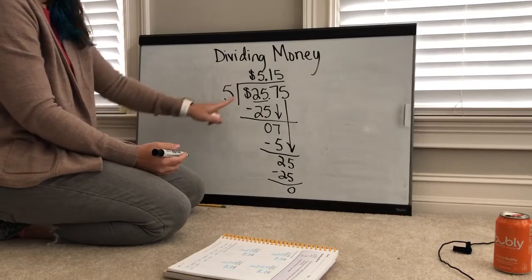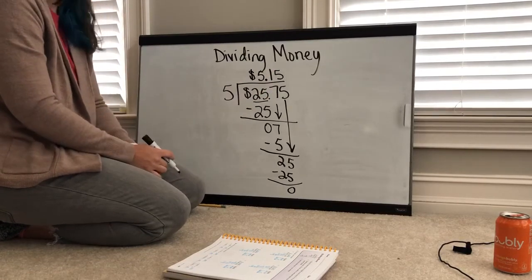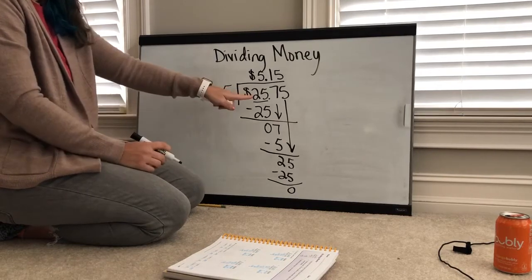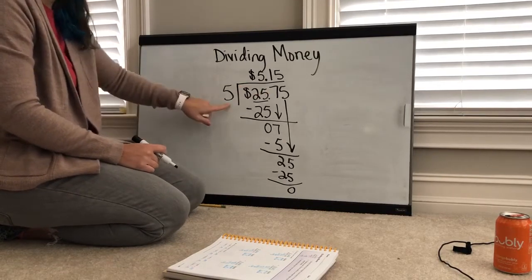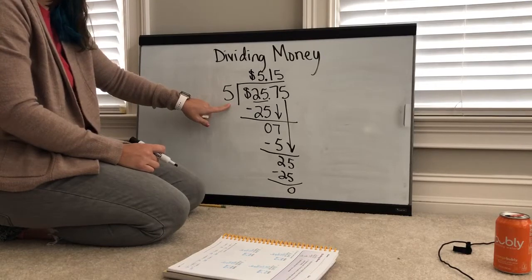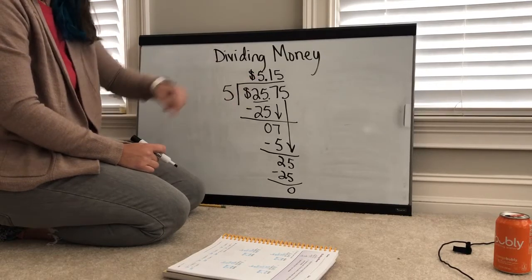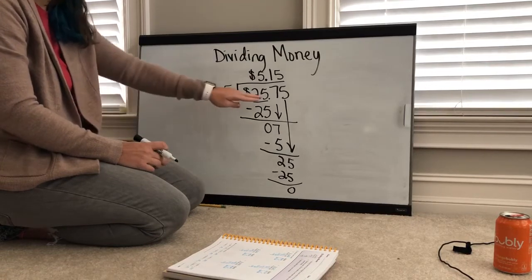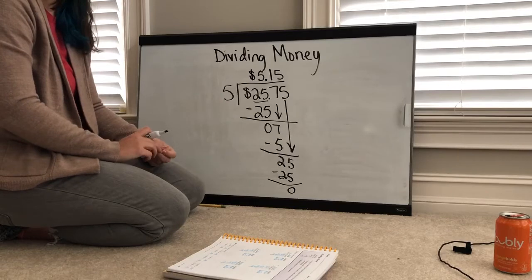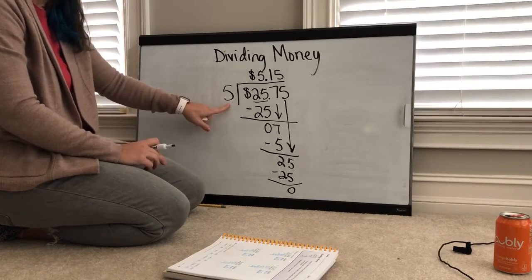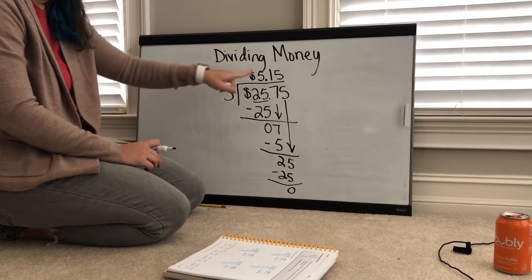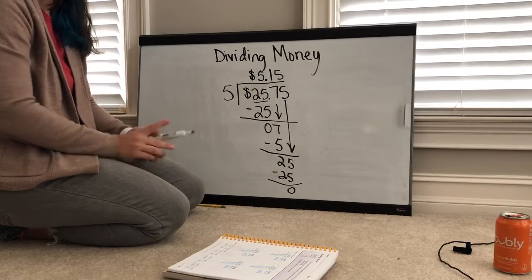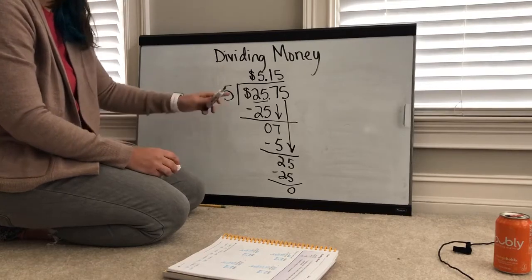So 5 goes into $25.75, $5.15. So what does this really mean? This means if I have $25.75 and I have 5 friends that I want to give each of them money to, they each are going to get $5.15. Or let's say I spent $25.75 at the store and I bought 5 pair of socks. This would mean that each pair of socks cost $5.15. This is very helpful to know how to do this, so when you're working those word problems with money.